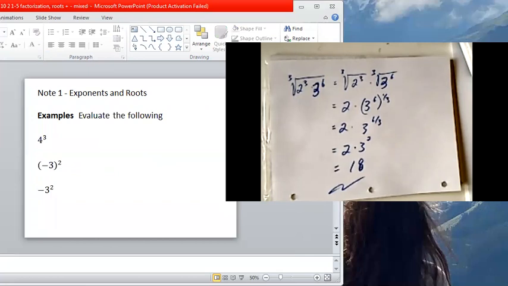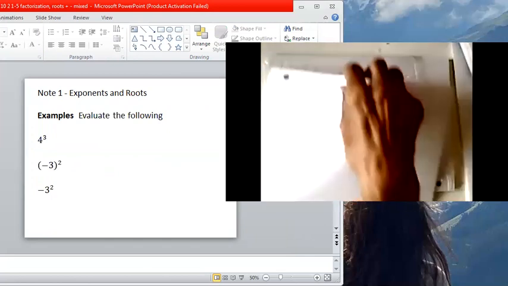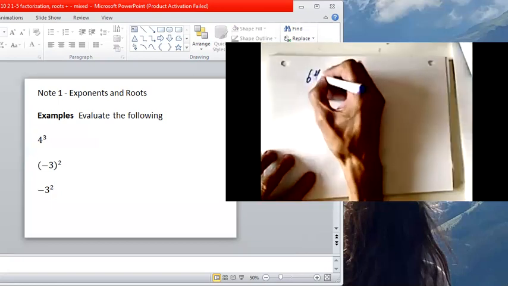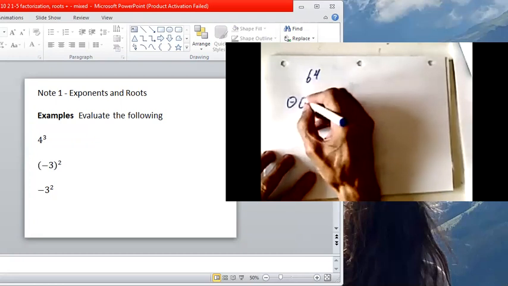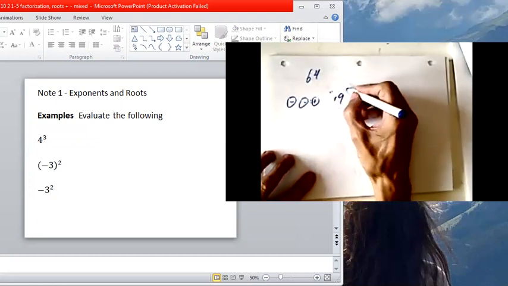Okay, just for fun, 4 to the power of 3, boom, 64. Negative 3 times negative 3, keeping track of the negatives, gives you plus 9. Right? Negative times a negative is positive. So the answer for the second one is plus 9.